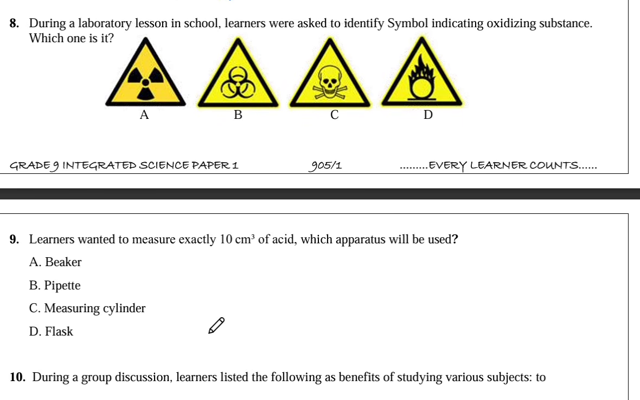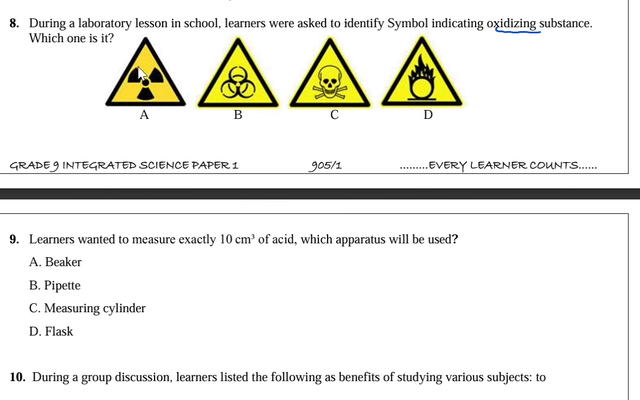Number 8 reads, during laboratory lesson in a school, learners were asked to identify symbols indicating oxidizing substance. Which one is it? Here we have some symbols. Here we have A, B, C, D. So each one is an oxidizing substance.